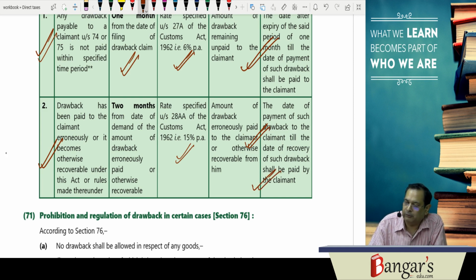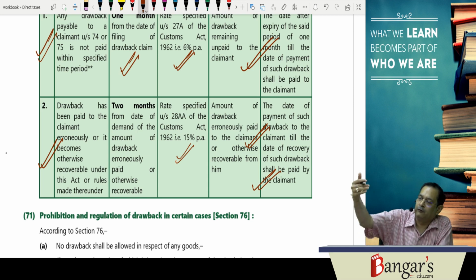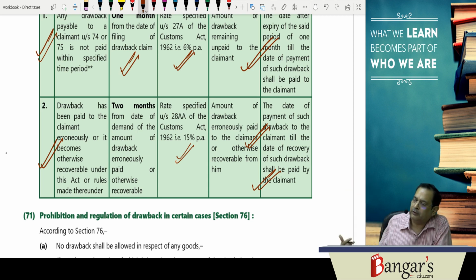So if the same has been paid on 15th of July and it is recovered on 25th of December, from 15th of July till 25th of December, you will be required to pay interest at the rate of 15% per annum. Okay? And in case of refund, you will get interest after the expiry of 1 month from the date when your drawback claim has been filed.